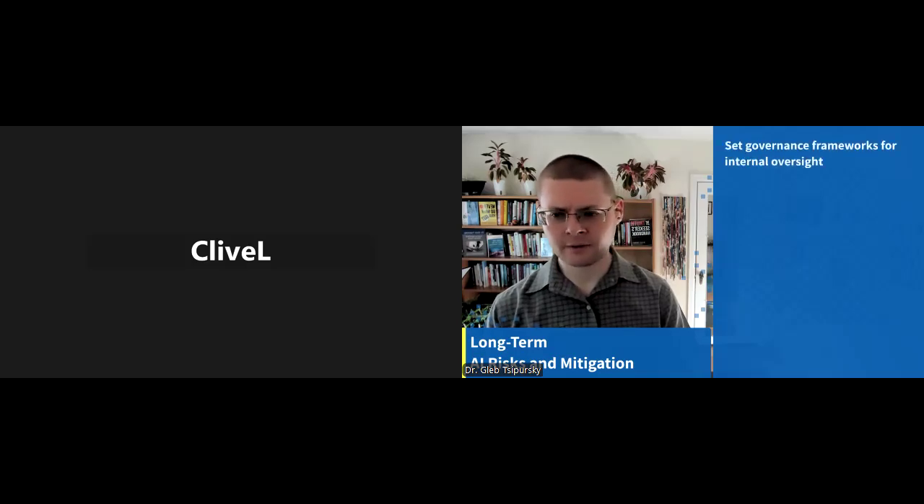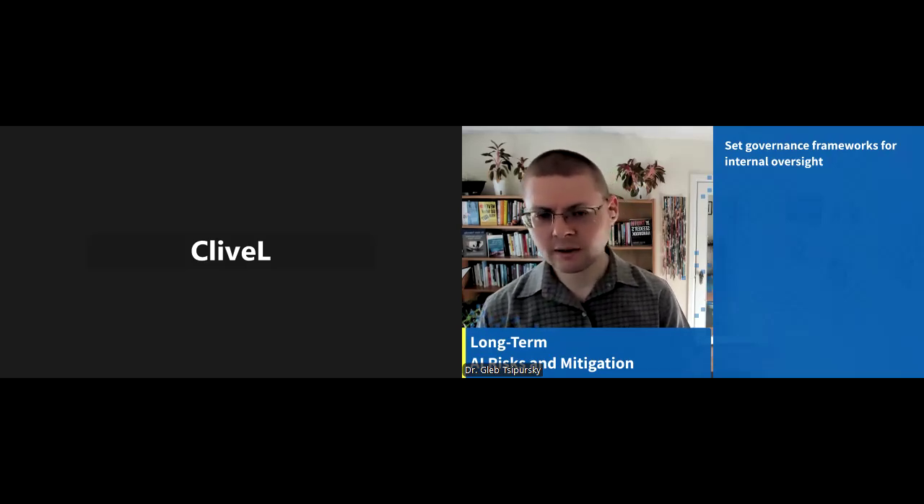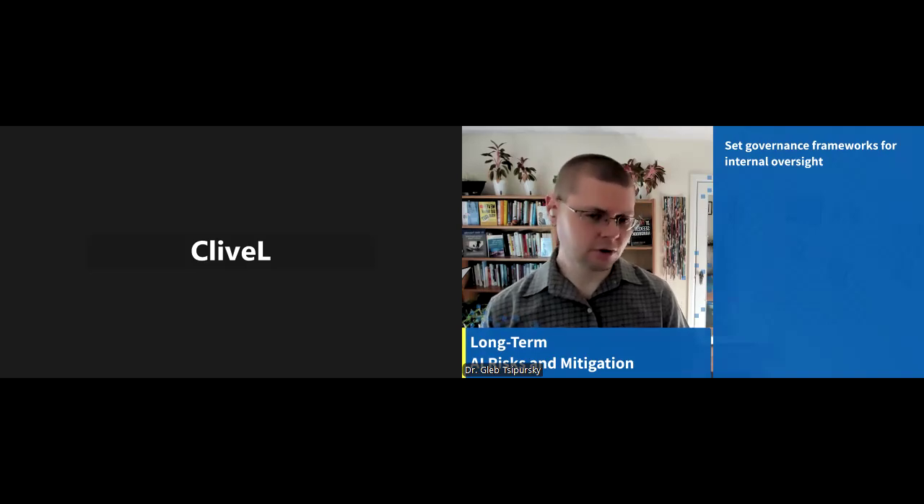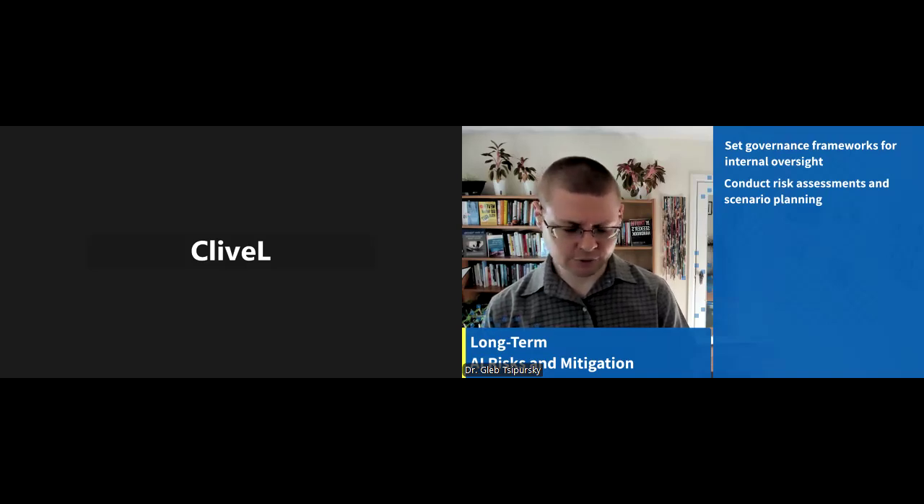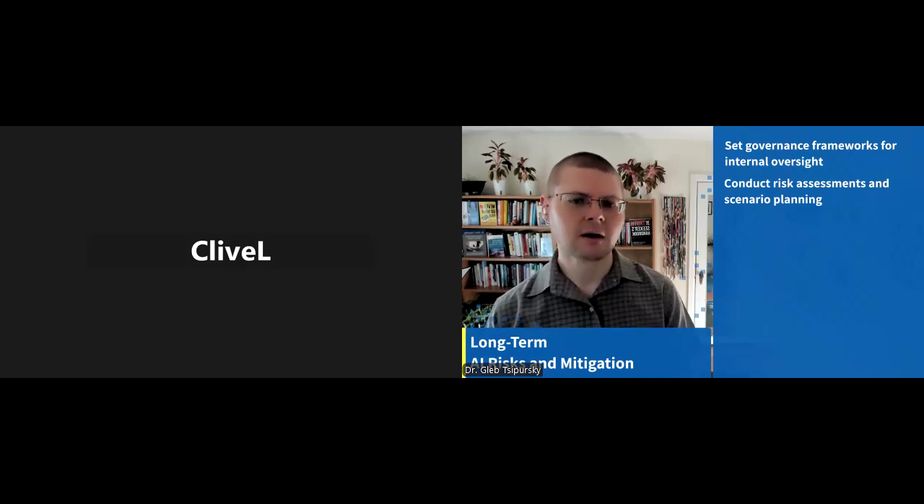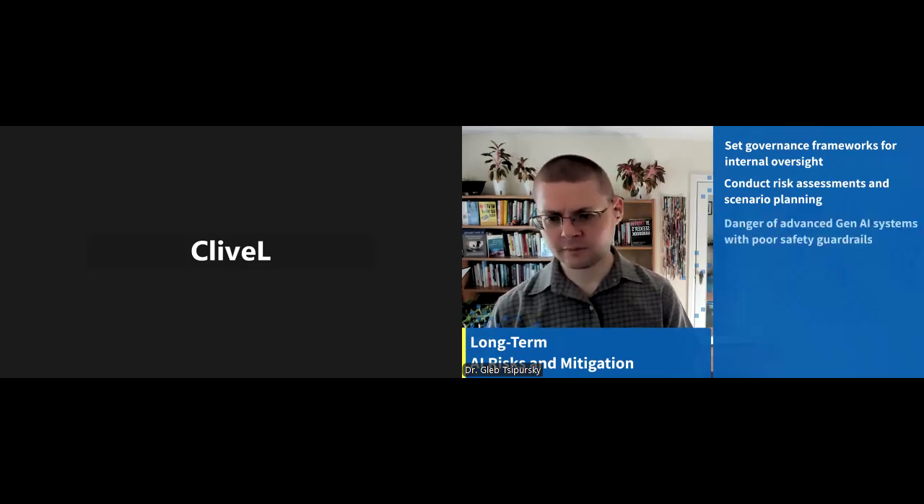What about long term? So you might have heard about long-term AI risks. This is important from the perspective of governance, because in the long term, there's a danger of AI not being aligned with human values. And the extent to which you can control that is within your own internal oversight committees and what kind of tools you're choosing. So conduct risk assessments and scenario planning for the tools that you're choosing to make sure that the tools you're choosing are safety conscious and aligned with long-term human values.